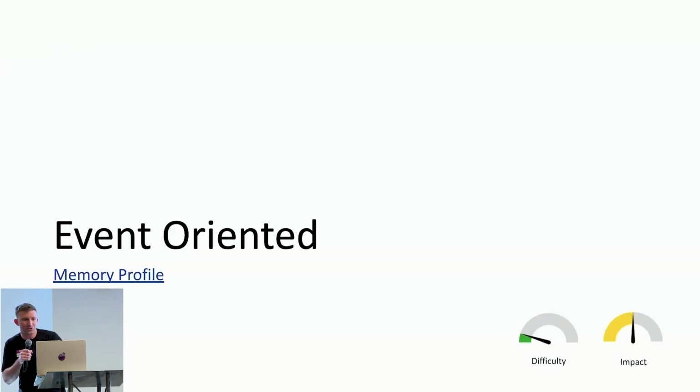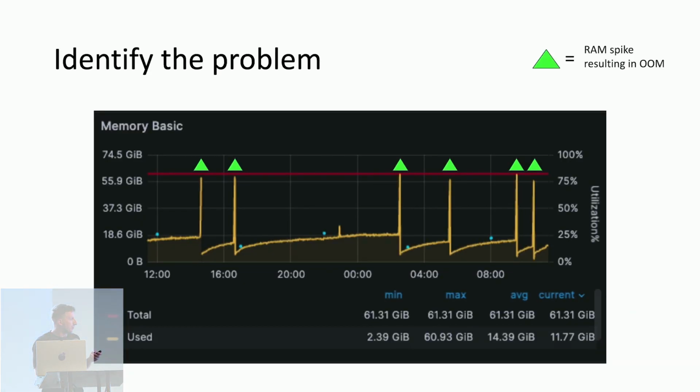So the first example is an event-oriented memory profile. What we mean by event-oriented is something bad happened and we want to figure out what happened. It's very specific. In this case, we had an upgrade, and then all of a sudden our gRPC, our RPC nodes that are being served to the public started going OOM. They crashed, and we had no idea why. This node crashed like 6 times in 24 hours.